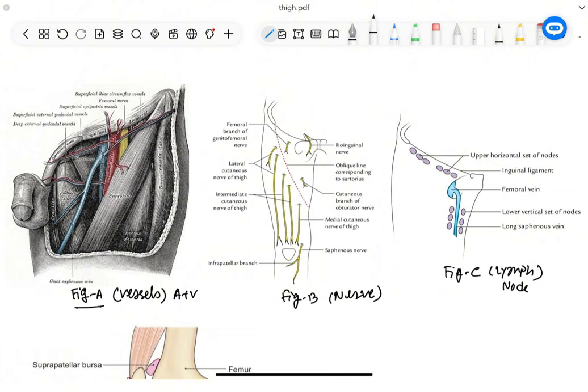On figure A, the vessels are superficial external pudendal vessels, that means artery plus vein. Keep in mind this superficial external pudendal artery is coming from the femoral artery. It is a branch of the femoral artery, superficial branch. Then superficial epigastric artery and vein. Superficial epigastric artery is again coming from the femoral artery. Then superficial circumflex iliac vessels, here also the artery is coming from the femoral artery.